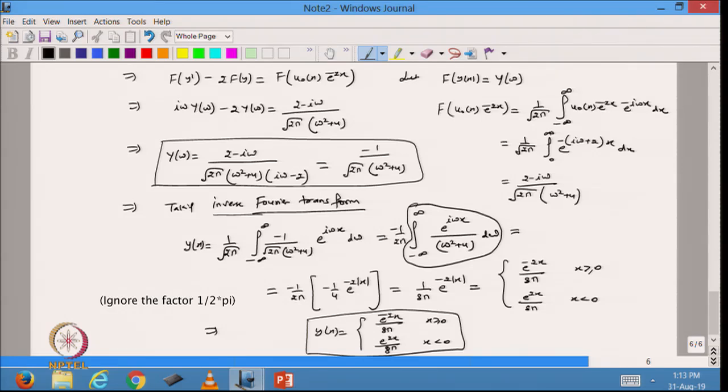So, in this way we can find the solution for various first order or second order, maybe higher order differential equations. Once we get the Fourier transform of the solution for the differential equation, then we can take the inverse Fourier transform, and then we can get the solution in terms of the variable in which the differential equation is defined. So, that is about the Fourier transform.